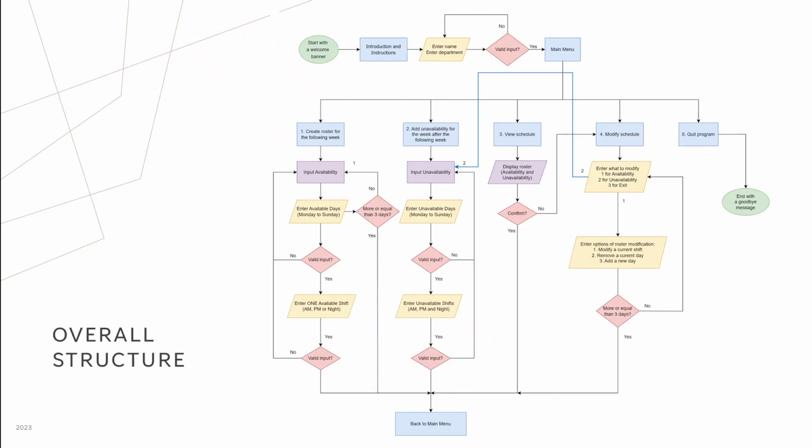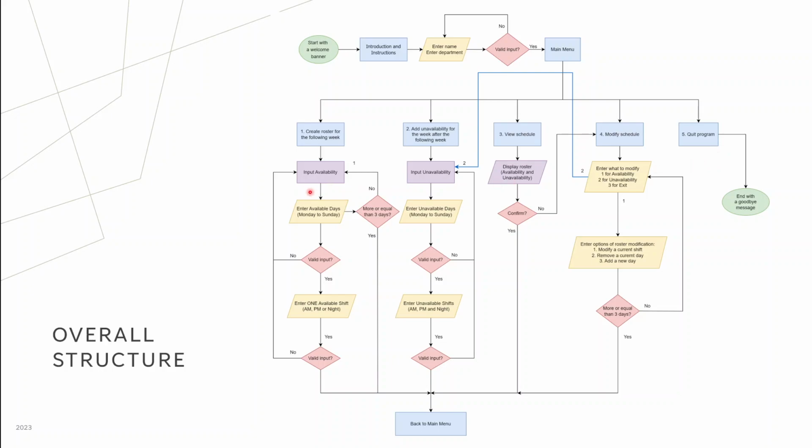The overall structure of the application starts with a welcome banner, followed by an introduction and instructions. Next, users are required to provide their full names and their department. Once done, they are prompted to the home menu, which has five prompts to choose from. The first prompt is to create a roster. The second prompt is to inform their unavailability. The third prompt is to review their work schedule. The fourth prompt is to modify their work schedule. And the last prompt is to exit the program completely.